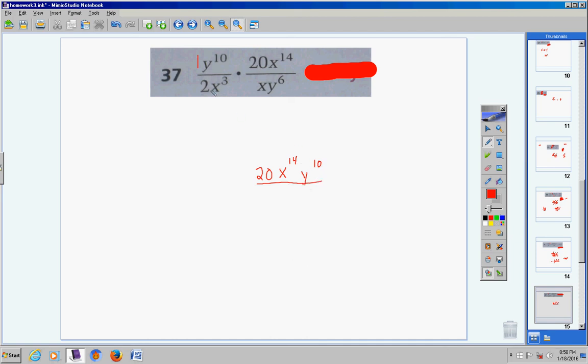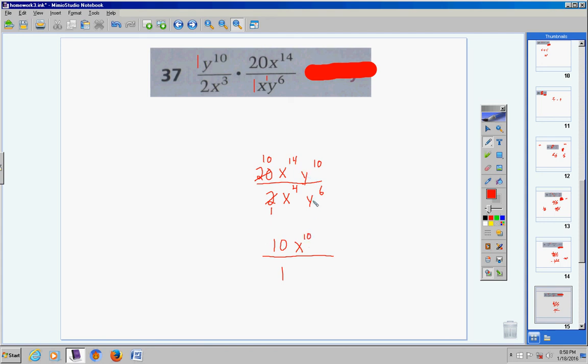Alright, then we have 2 times 1. 2 times 1 is 2. X times x. When you're multiplying like bases, write the base once. 3 plus 1 is 4. Here's a y, there's no y over here, so bring down your y. Now, let's simplify this. 2 and 20. 2 goes into 2 once, 2 goes into 20 10 times. So we have a 10 and a 1. X divided by x, write your like base once up top. 14 minus 4 is 10.